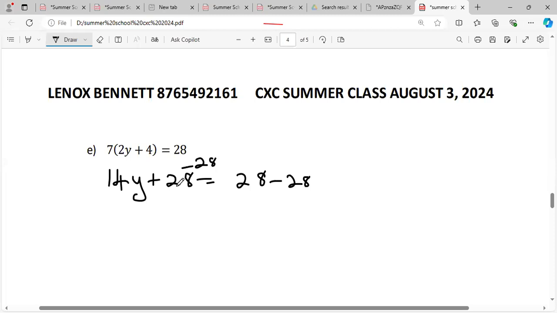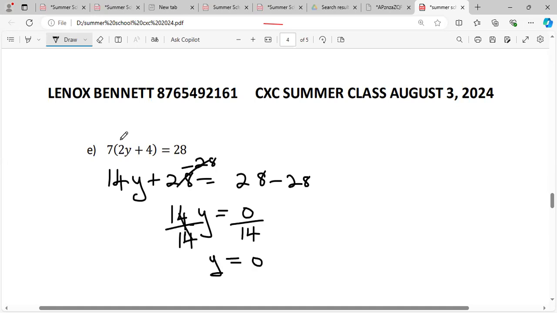Subtract 28 from the other side as well. So we have 14y equal to 0. Now all we have to do is divide by 14. Remember, you cannot divide a number by 0, but 0 divided by a number is 0. And it makes sense, right? We can check if it makes sense.